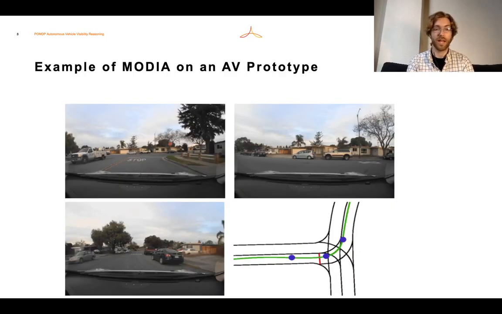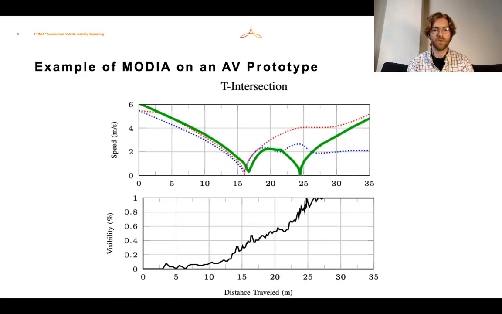Here's MODIA running on an actual AV prototype. We can analyze its behavior by comparing it with two baselines. The red stops at the stop line and then goes. The blue stops at the stop line and then edges. And green is MODIA. And we see MODIA stops at the stop line, edges slowly forward for visibility, and as it increases its confidence that there are no other vehicles, it can confidently go forward.